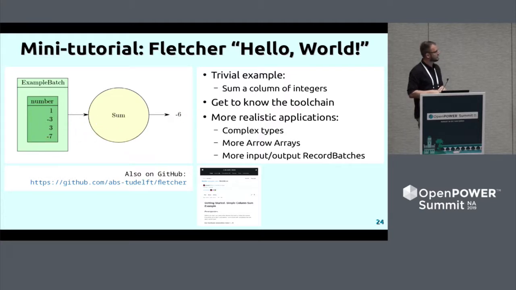Of course, this is not a real, good example for a big data application, where you would have way more complex types and more arrays and way more record batches at the same time, inputs and outputs. But we just want to show you the tool chain, right? So not necessarily something that's very useful, but just to get to know the tool chain. This tutorial is available on GitHub. You can just go to our GitHub page and see exactly the same stuff that I'm going to tell you now. And it works on your laptop up to step 4 or something.